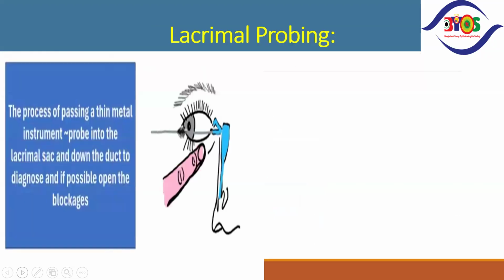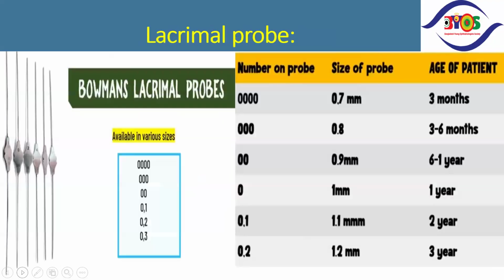Now comes lacrimal probing. It is the process of passing a thin metal probe into the lacrimal sac down to the duct to diagnose and, if possible, open the blockage. The lacrimal probes that we use are Bowman's lacrimal probes.